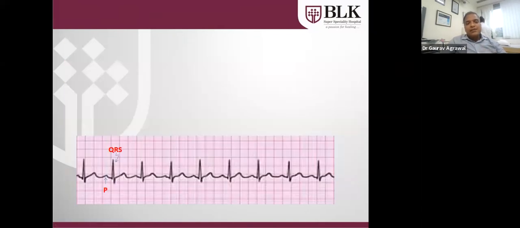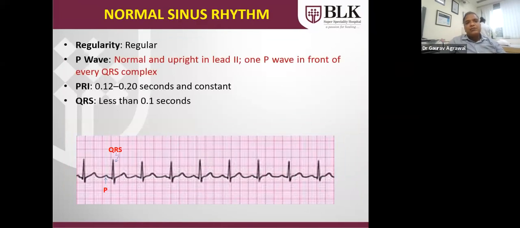As we can see in this ECG, every QRS is preceded by a P wave. This is normal sinus rhythm. The regularity is regular, and the P wave should be upright in lead 2, and one P wave is in front of every QRS complex. The PR interval is generally constant between 0.12 to 0.2 seconds, and the QRS is always less than 0.1 second.